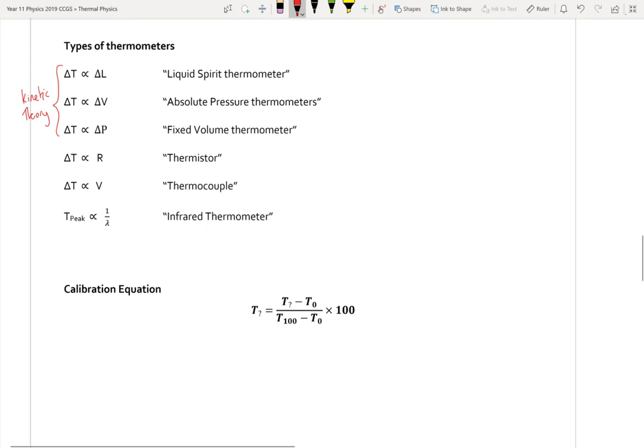So I would encourage you to familiarise yourself with writing down those kind of dot points to explain. Directly proportional again, which is incredibly useful for us. Okay? Oh, hang on, I believe that was our fixed volume thermometer.